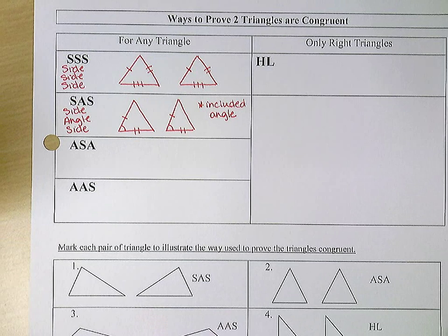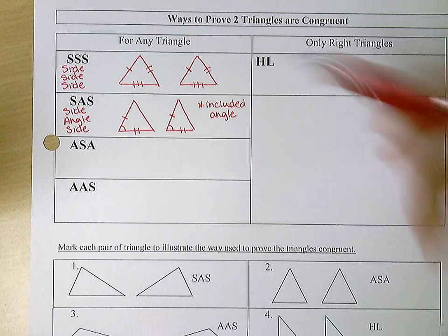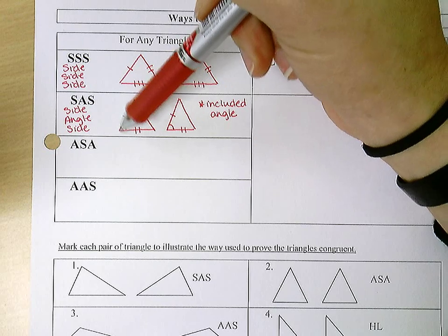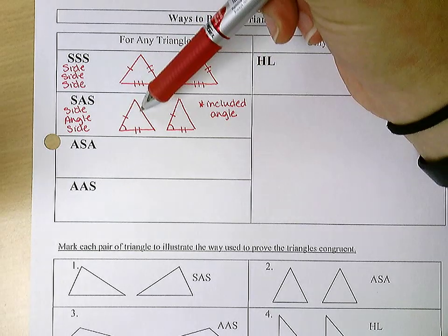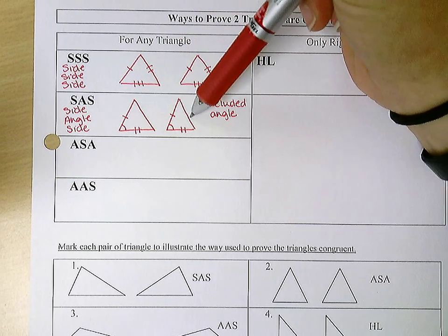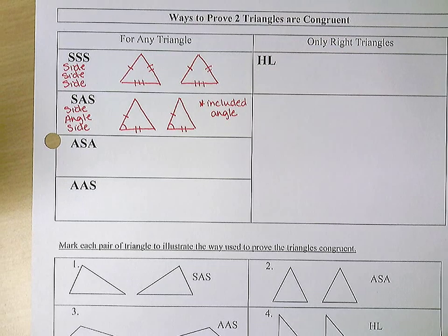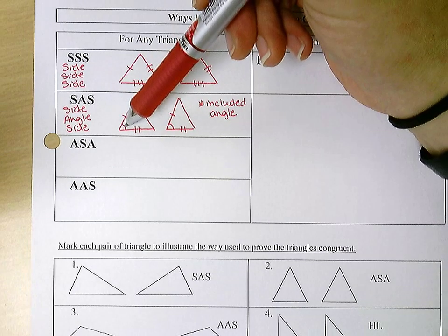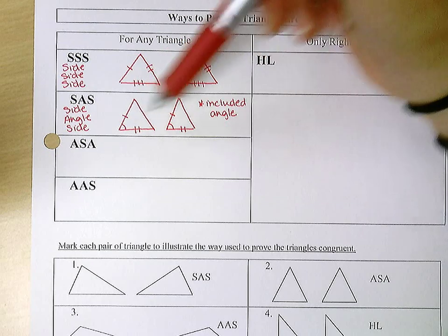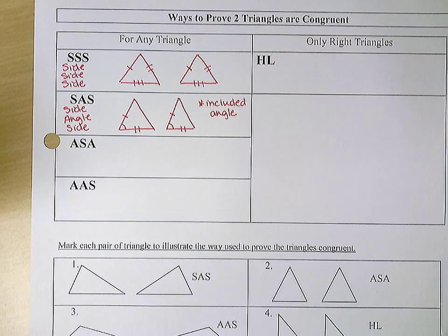Now that means that the angle is between these two sides. So it's in between those two. So if you had a side that was congruent over here, it wouldn't be side, angle, side. That angle has to be between those two congruent sides. It must be between.